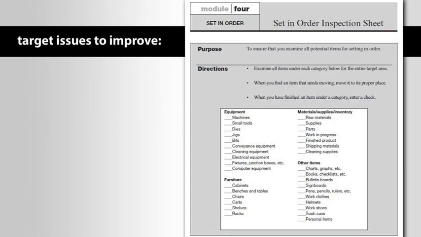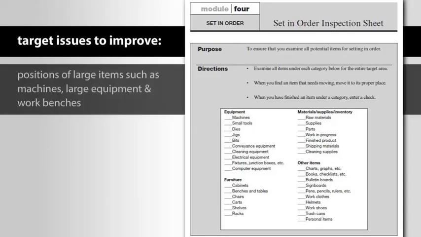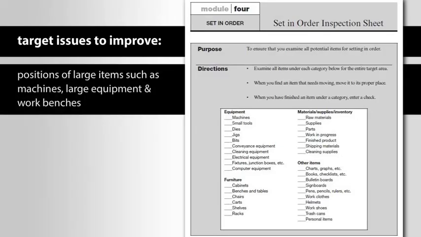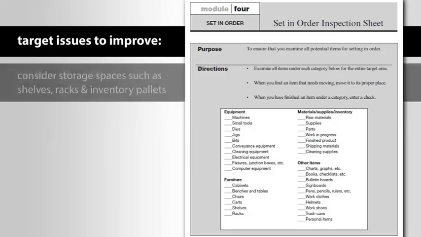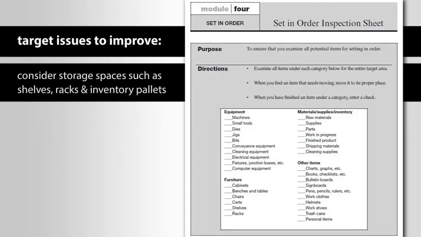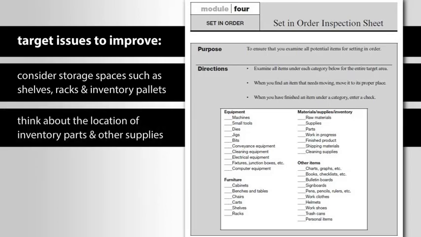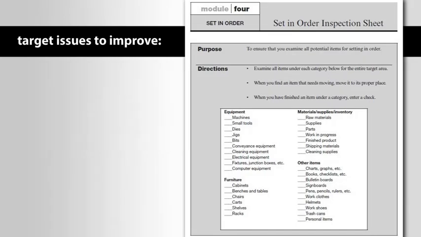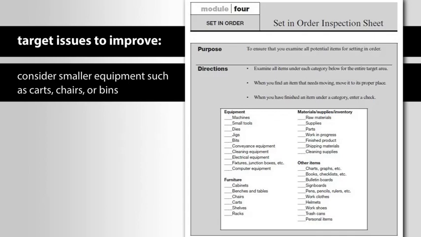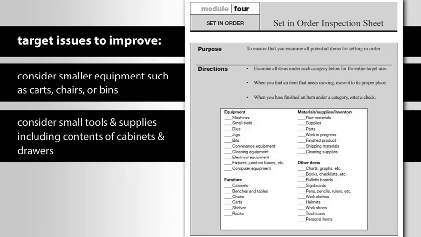In prioritizing your targets, look first at the positions of large items such as machines, large equipment, and workbenches. Then consider storage spaces such as shelves, racks, and inventory pallets. At the same time, think about the location of inventory, parts, and other supplies. Next, consider smaller equipment such as carts, chairs, or bins, and finally, consider small tools and supplies, including the contents of cabinets and drawers.